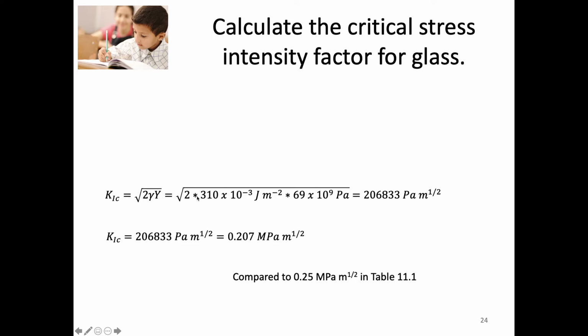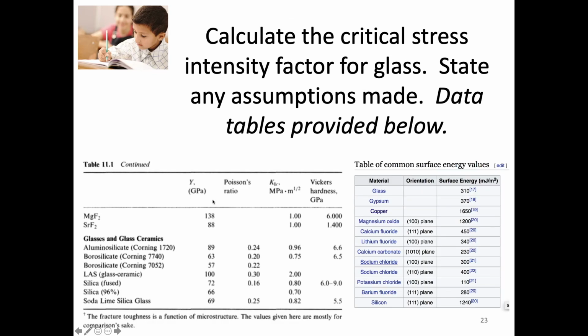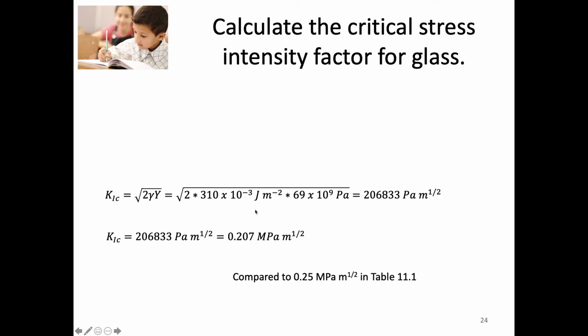All right, so from those tables, for the surface energy, I used the value for glass. There was only one value given there. So you can see this 310 millijoules per meter squared. I've turned this into SI units, so joules per meter squared, so I put the 10 to the minus 3. And then I've multiplied it by the elastic modulus for glass.